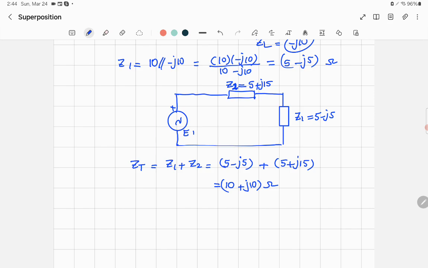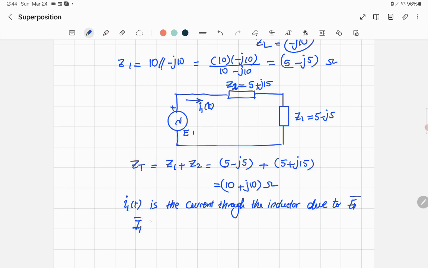Great. So I want to find the current. Remember that you want to find the current IT, but this one, I'm going to call it I1T. Why? Because I'm not calculating the total current. I'm calculating the current due to E1. So let's just write I1T as the current through the inductor due to E1 only. So how do you find it? Of course, I'm going to do it as a phasor.